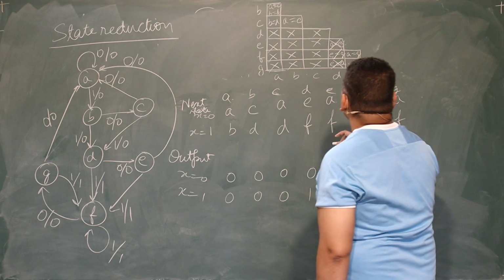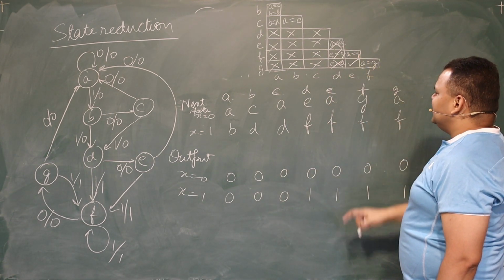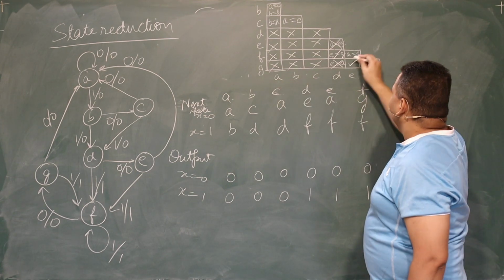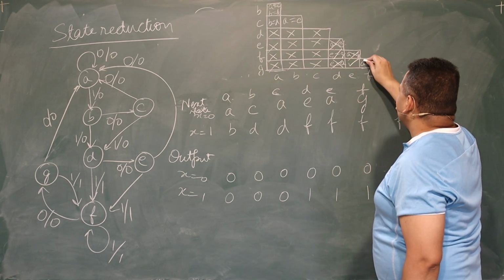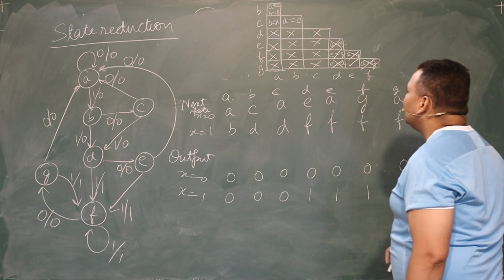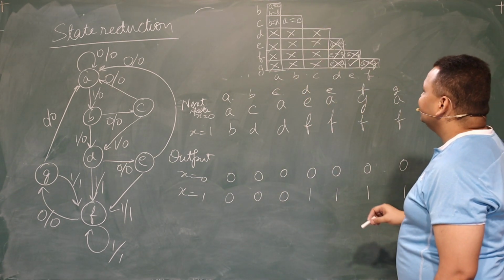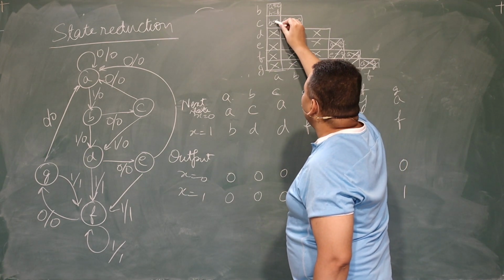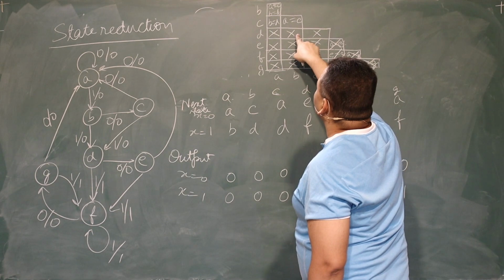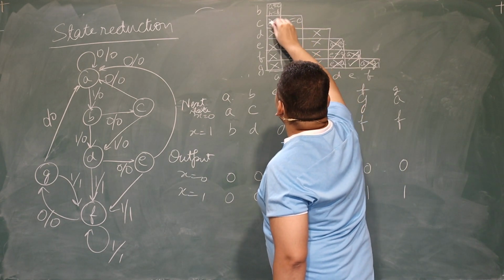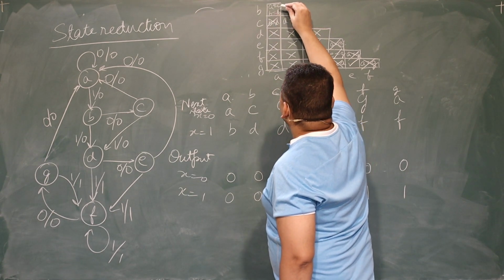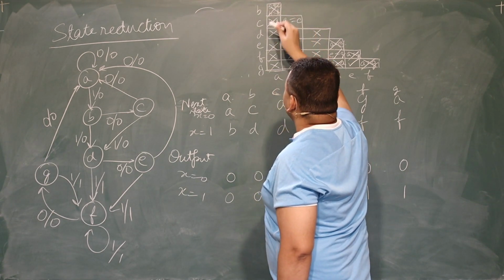Now A is equivalent to G. Is that true? No, sir. A is equivalent to G is not true. A is equivalent to C. Is that true? It depends on whether B and D are equivalent. So let us look at B and D first. Are B and D equivalent to each other? No, sir. B and D are not equivalent to each other.